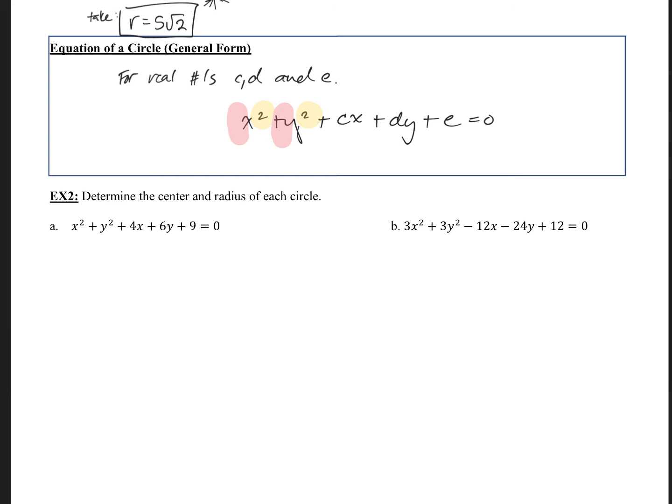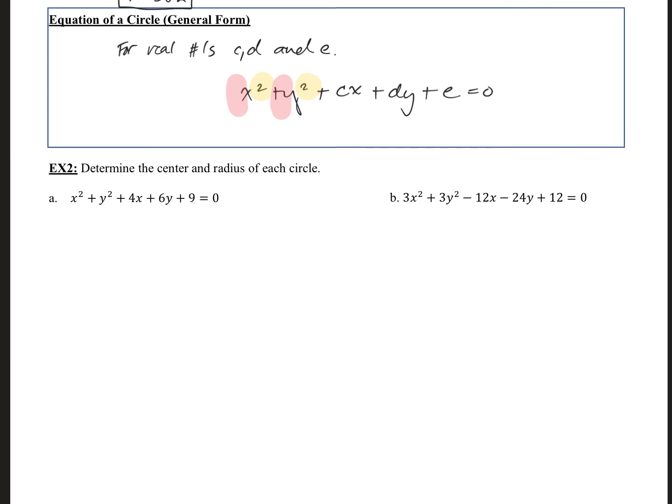Alright, so let's go ahead and take a look at example 2. Determine the center and radius of each circle. I don't know about you, but I really can't tell what the center and radius is, because this is not the right form. This is general form. The form I want it to be in, x minus h squared plus y minus k squared equals r squared, this is center radius form. These guys are not in center radius form.